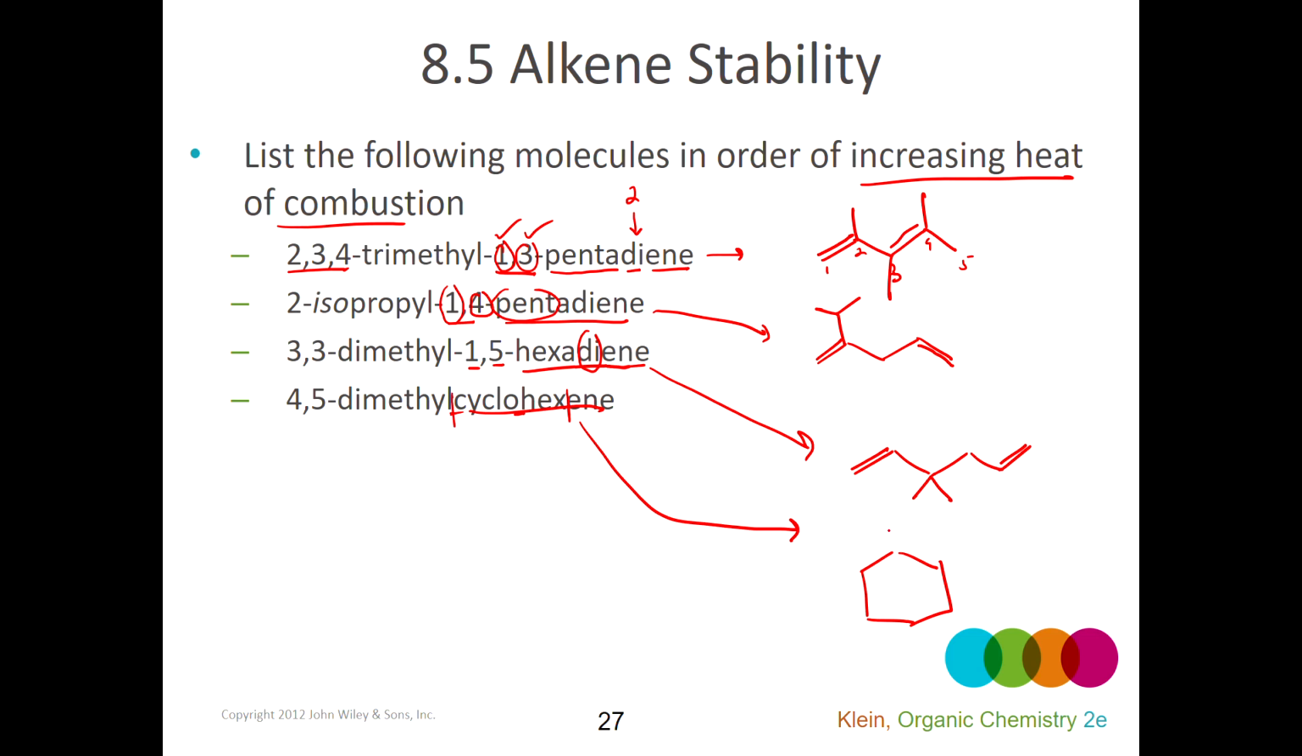So if I just number this carbon 1 and this carbon 2, my double bond would have to be there. So then I've got 3, 4, 5, 6 for my cyclohexene. And I've got methyls on 4 and 5.